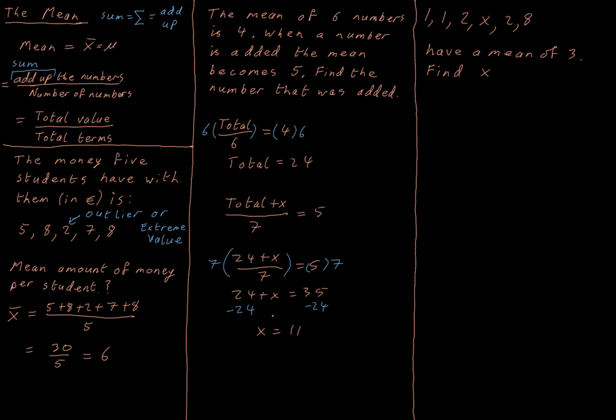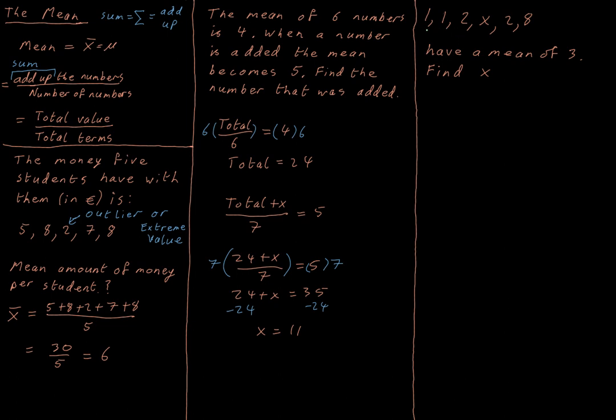So even though we didn't know anything about the specific numbers in our original group that gave us a mean of 4, we were still able to figure out this number that got added on by thinking in terms of the totals. And this is quite a powerful tool for when we have more advanced mean questions.